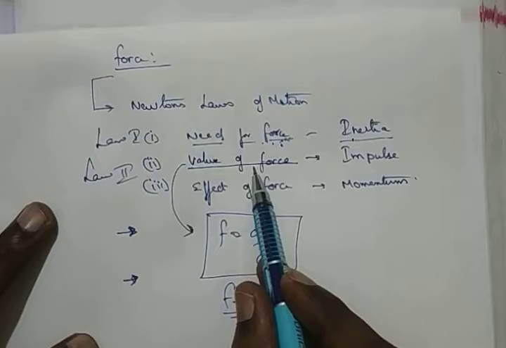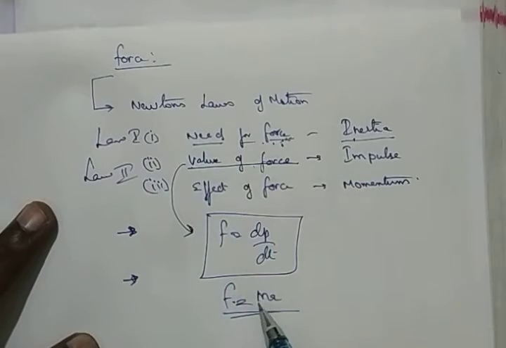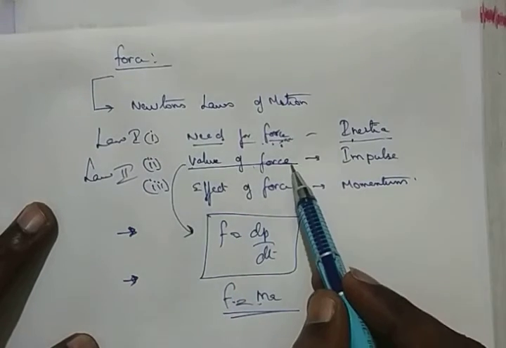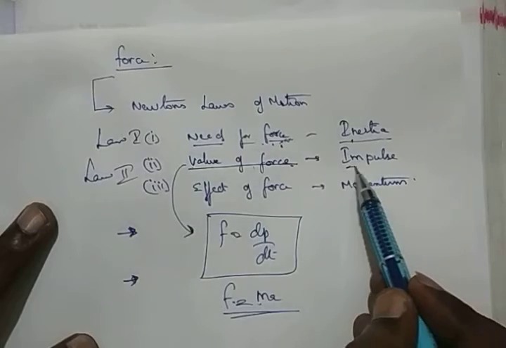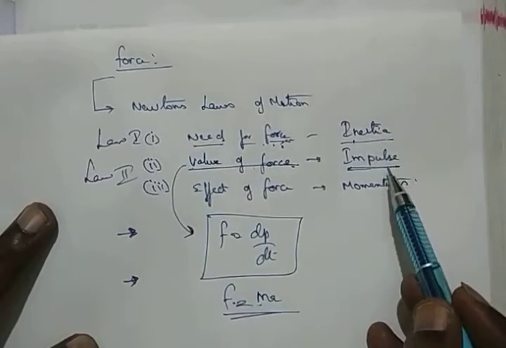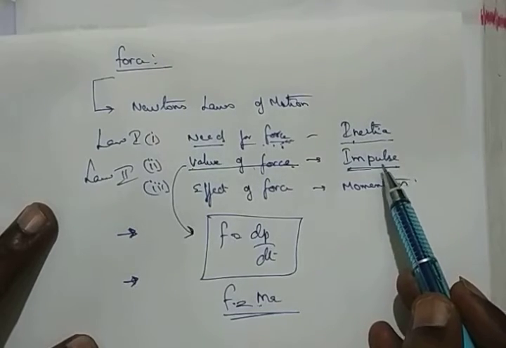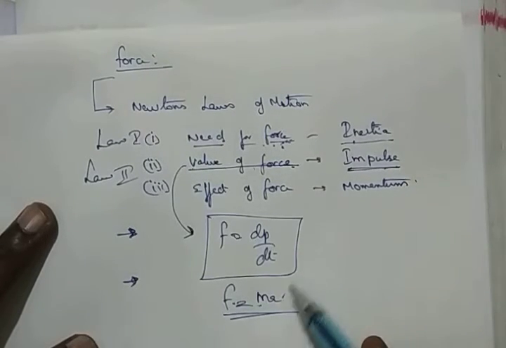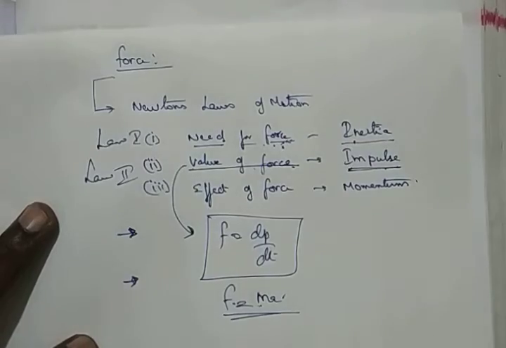Right? The value of force. How much is the magnitude of the force? And based on this, we also deal with the important matter called impulse. Here we deal with inertia, here we say impulse. So how impulse takes place because of Newton's second law. That's what is already given there.